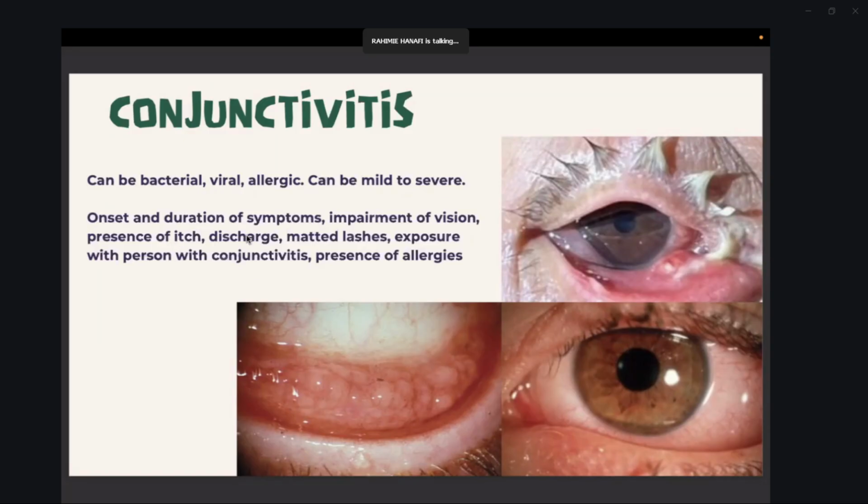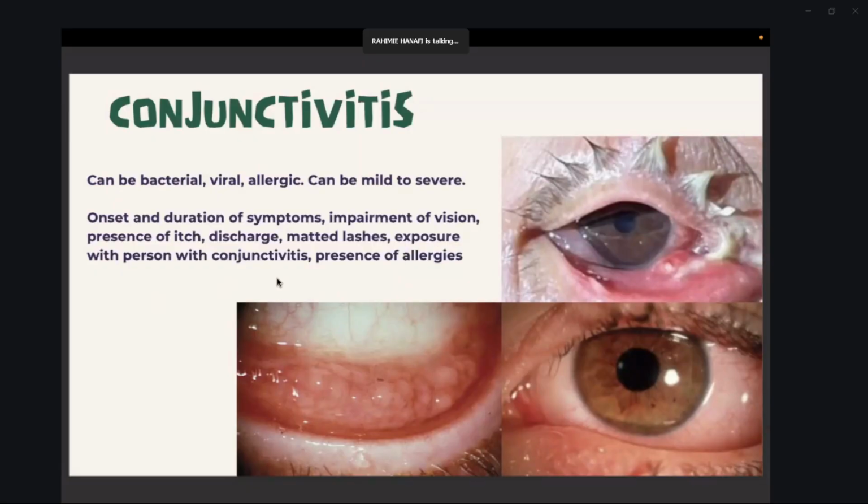Okay, any discharge. Typically in viral conjunctivitis, the discharge is more watery, more clear, as compared to bacterial conjunctivitis, which tends to be thicker, more purulent, more yellowish. Okay, matted lashes, which you can see in this top right photo, where the lashes are stuck together. This is what we call matted lashes.